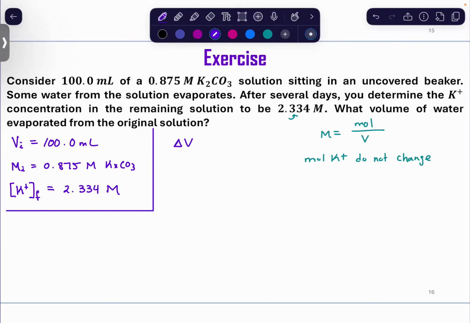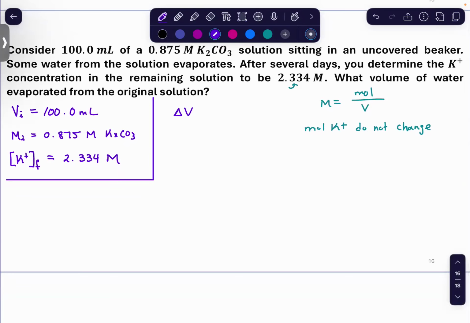Okay, so the first thing I want to know is, I have my expression for final concentration of potassium ions. What is an expression for initial concentration of potassium ions? Well, I know that I have a molarity of K2CO3, so that's going to be moles of K2CO3 per liter of solution.